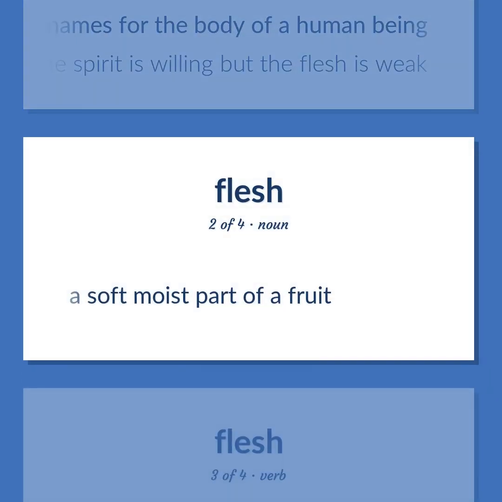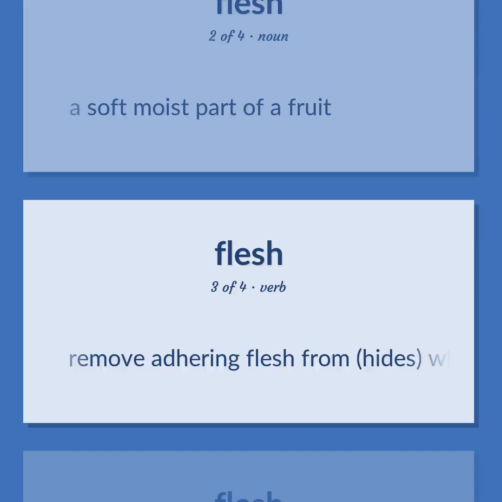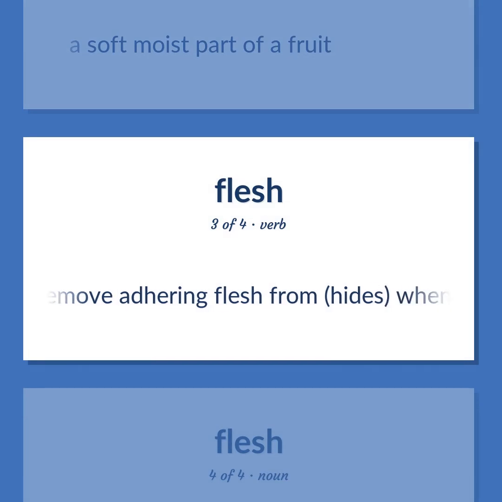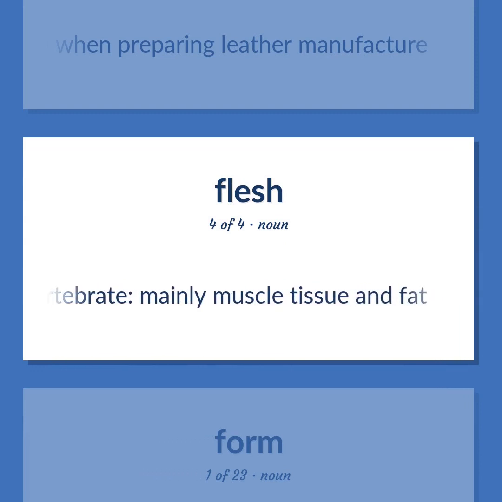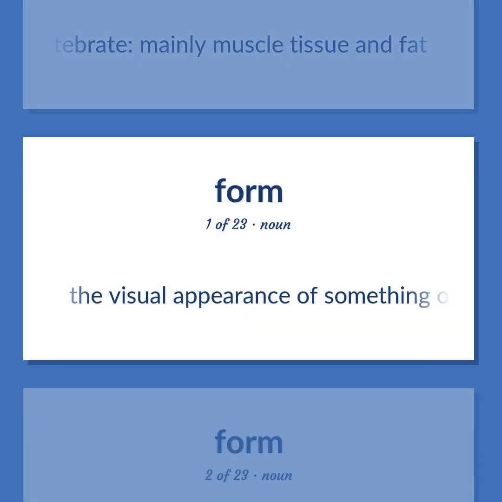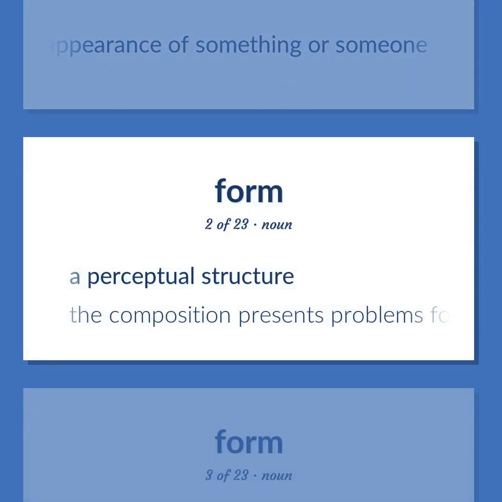A soft moist part of a fruit. Remove adhering flesh from hides when preparing leather manufacture. The soft tissue of the body of a vertebrate, mainly muscle tissue and fat. The visual appearance of something or someone. A perceptual structure. The composition presents problems for students of musical form.